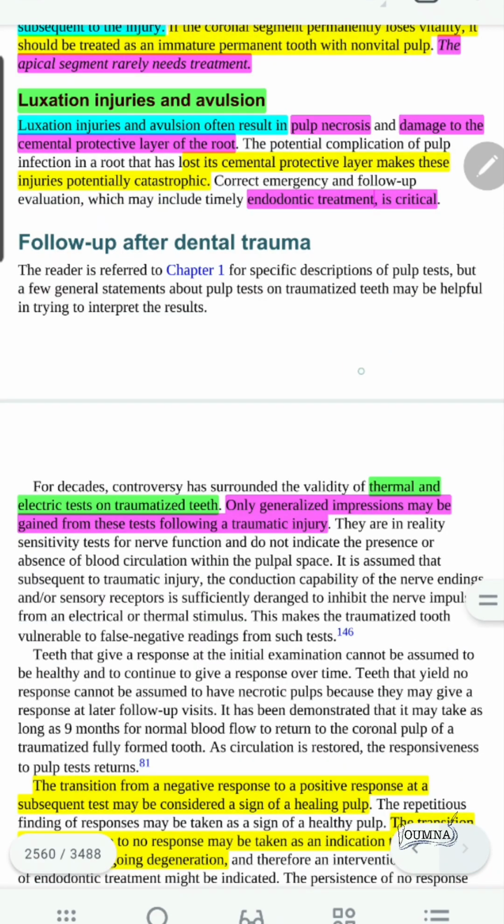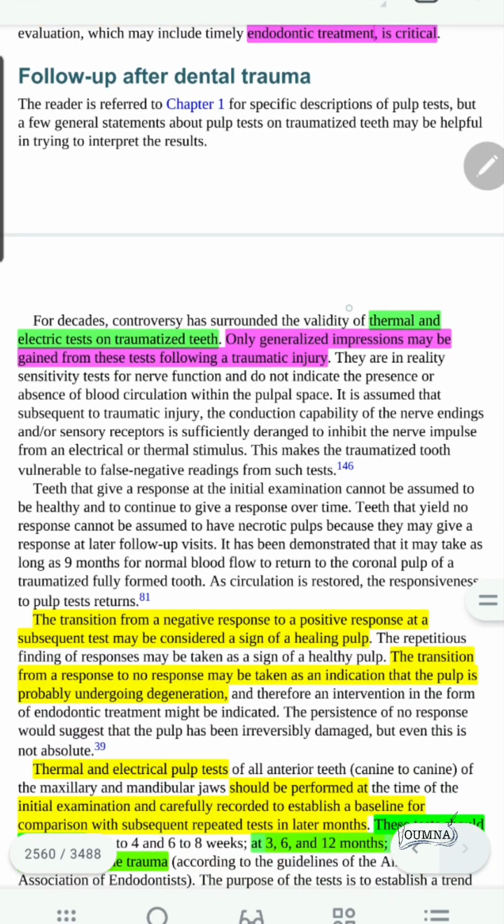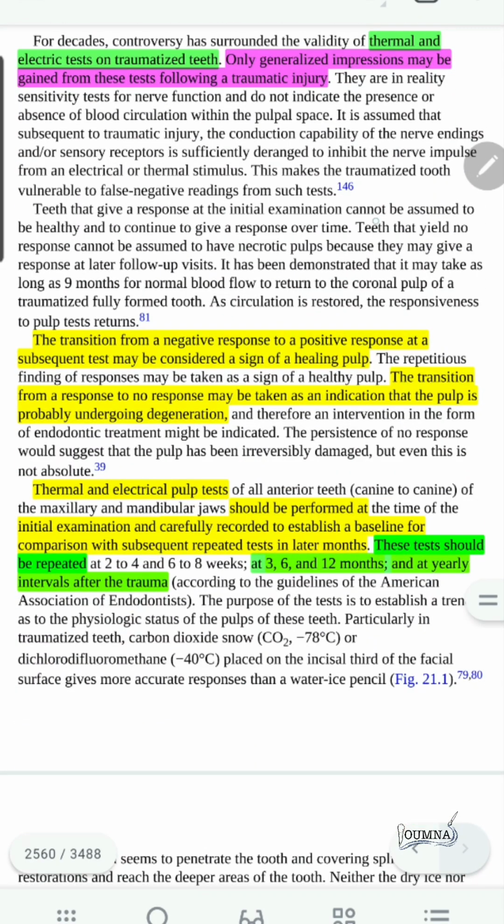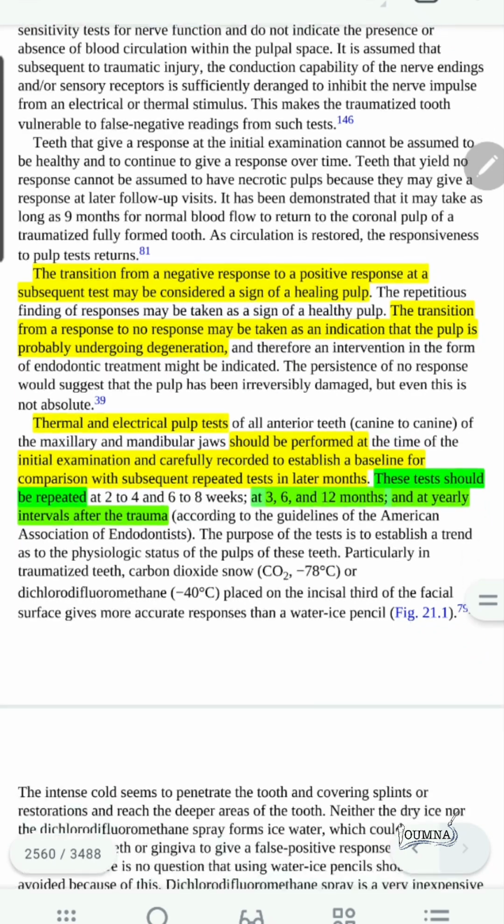When the dental trauma happens, we must first do a vitality test, thermal or electric, and we must write it down precisely in order to know the progression and the success rate of our treatment, because the transition from a negative response to a positive response may be considered a sign of a healing pulp. On the contrary, the transition from a response to no response may mean that the pulp is degrading and becoming necrotic.